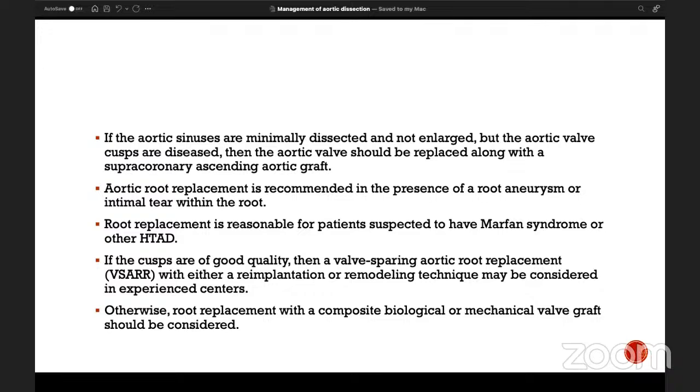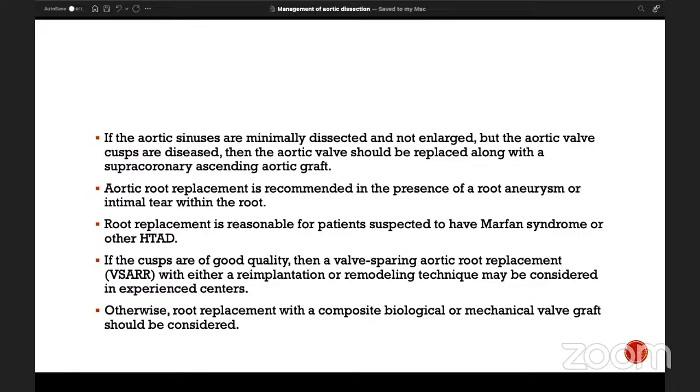In case of root aneurysm or intimal tear within the root, then a root replacement most of the time is recommended, and especially in patients with Marfan syndrome or other connective tissue disease, it is reasonable to replace the root and minimize the risk of future reintervention.